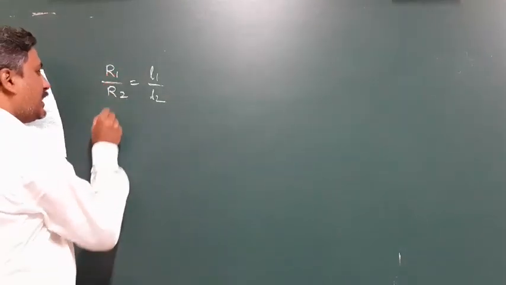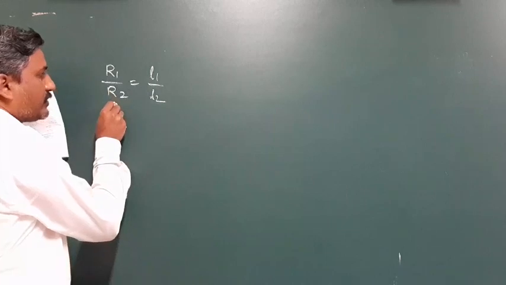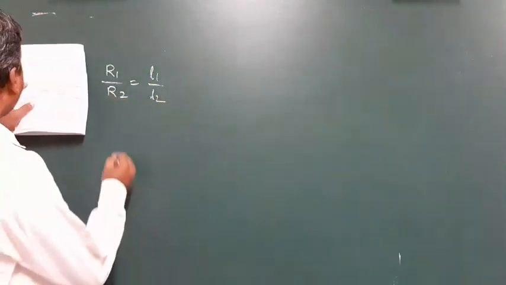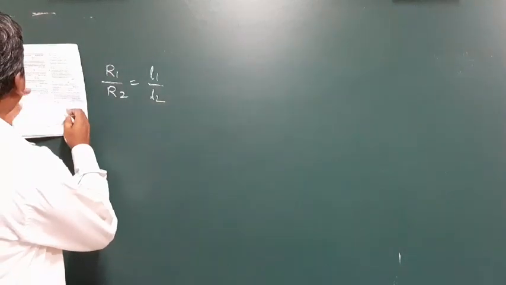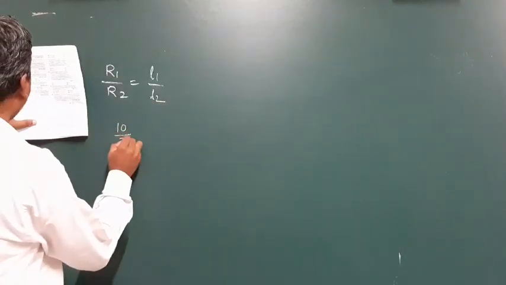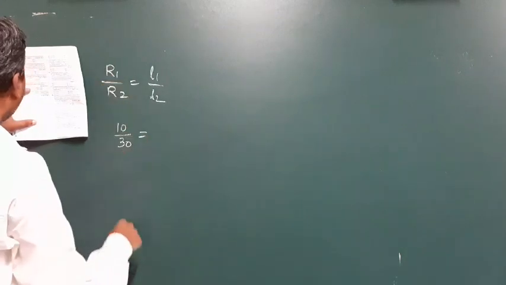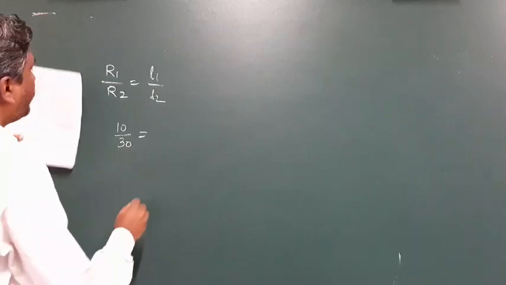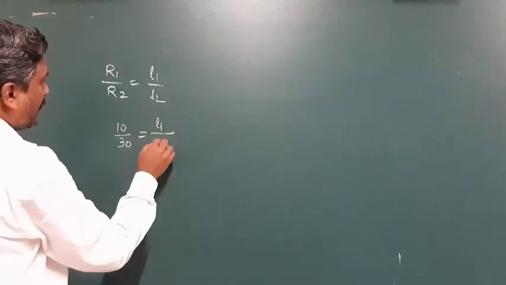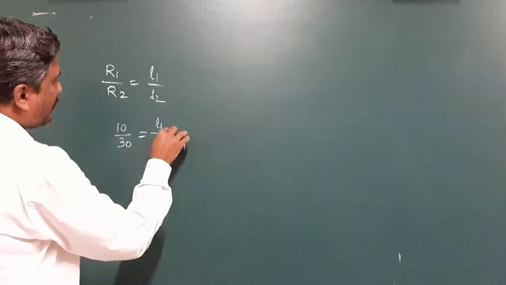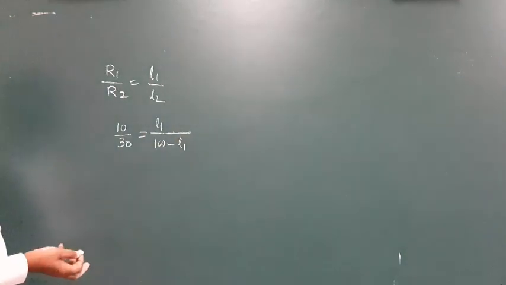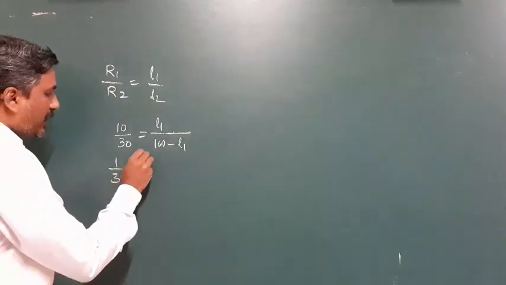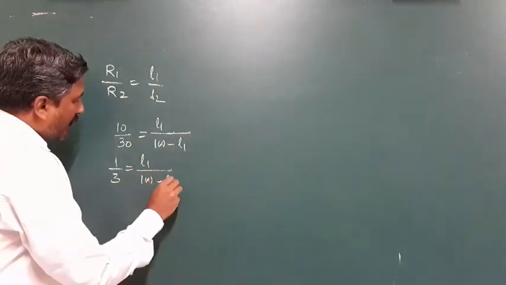Resistance in the left gap divided by resistance in the right gap equals length in the left gap divided by length in the right gap. The resistances in the two gaps of the meter bridge are 10 and 30 ohm respectively. If the resistances are interchanged, what will be the shift of the balance point? The first length is L1 and the second is 100 minus L1, because it is a meter bridge, so length is 100 centimeter. So 1 by 3 equals L1 upon 100 minus L1.